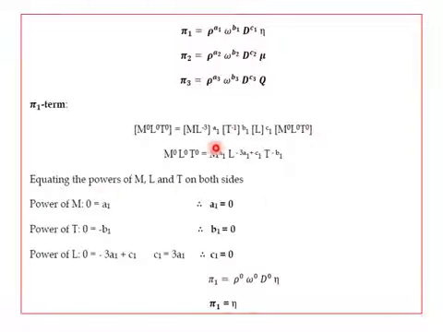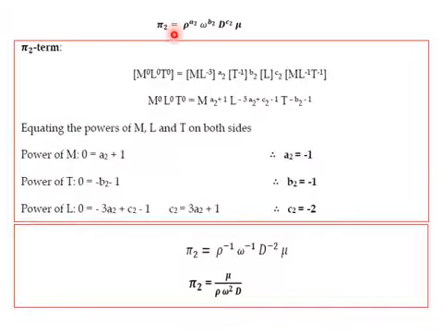Now equating the powers, a1 is 0. Similarly equating the power of t, b1 is 0. Equating the powers for l, minus 3a1 plus c1 should be equal to 0, so c1 is equal to 3a1, but a1 is already 0, so c1 is also 0. Since this is a dimensionless term, it is rho to the power of 0, omega to the power of 0, d to the power of 0. So pi 1 you could have written directly because efficiency is already dimensionless. However, we have proved by this method that pi 1 is one of the dimensionless terms, which is the efficiency.